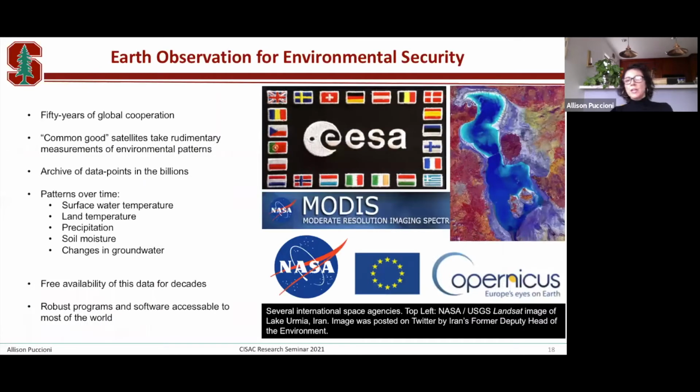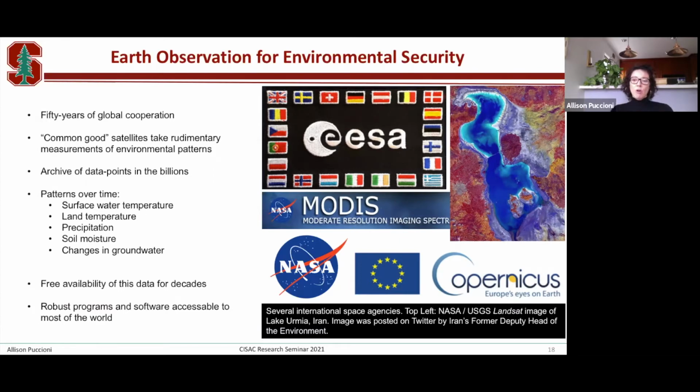For the last 50 years, space agencies all over the world, like the European Space Agency, NASA, and the National Oceanic and Atmospheric Administration, have been launching and operating satellites to collect Earth-centric information for the specific purpose of global space collaboration and serving the common good.